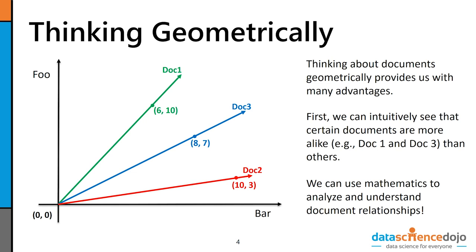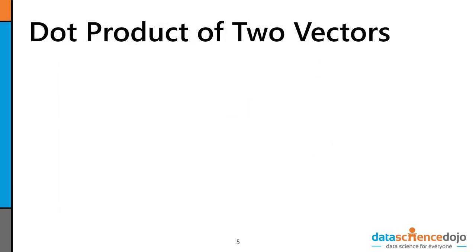The benefit of thinking about our documents using the vector space model geometrically is we can actually take advantage of mathematics. For example, we can use trigonometric functions to analyze the angles between these documents and understand something about them. Once again, as so often is the case in data science, trigonometry turns out to be wildly useful. Who knew? Okay, so let's talk specifically about some of the mathematics that we can use. If we have two vectors, we can use what's known as the dot product to actually do some mathematics on these vectors and understand something about the underlying text.